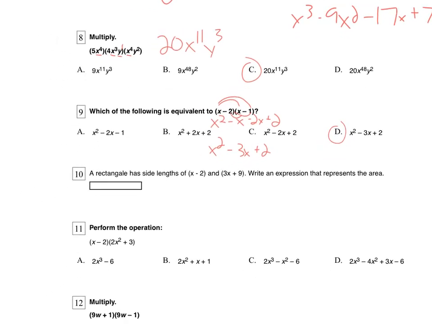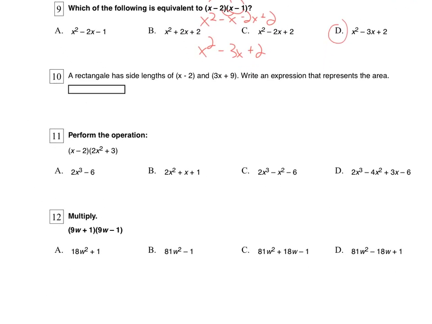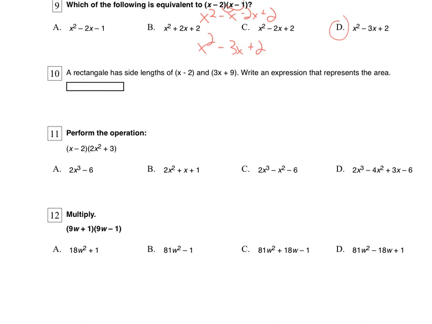Number 10. The only difficulty in this one is understanding what they're asking. It says a rectangle has side lengths x minus 2 and 3x plus 9. Which expression represents the area? How do you find the area of a rectangle? That'd be volume. Length times width times height is 3 dimensions. That's volume. We just want 2, so it'd just be length times width. So my length is x minus 2. My width would be 3x plus 9.